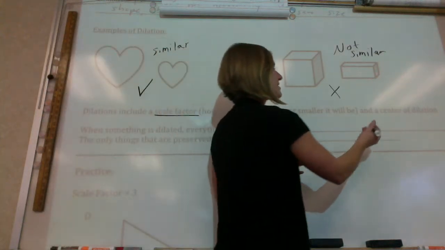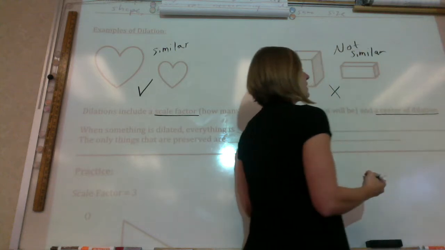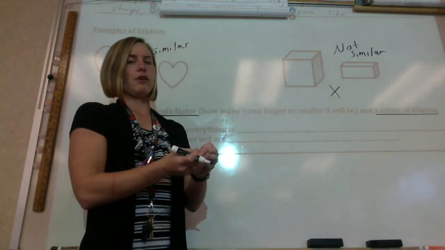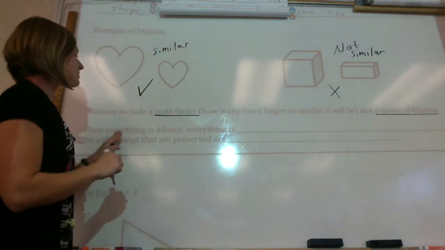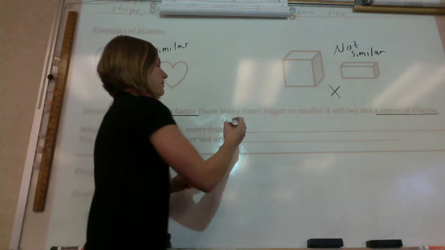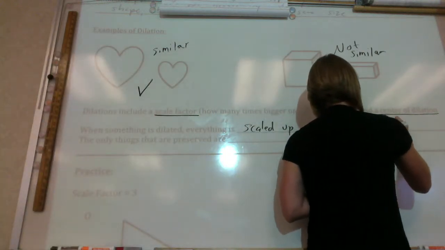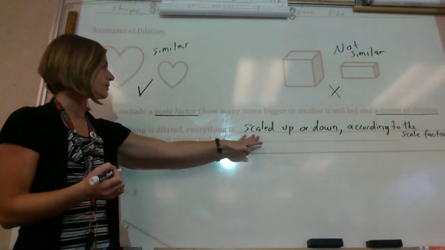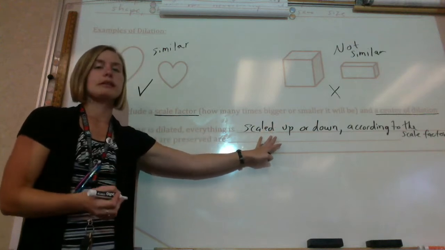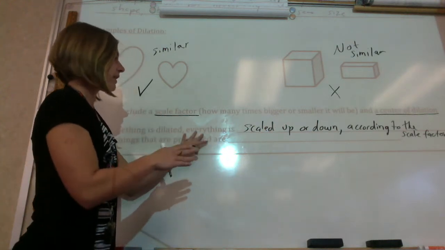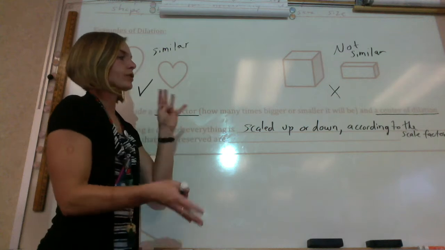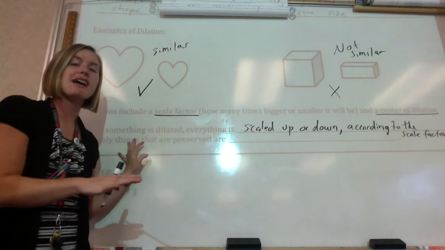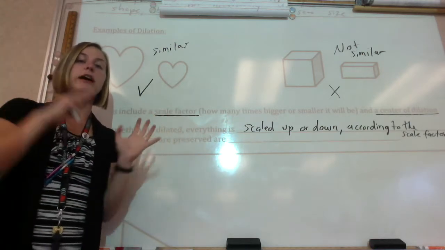And then you also have a center of dilation, and it's just telling you essentially where we are stretching things out from. So let's go ahead and finish up these. When something is dilated, everything is scaled up or down according to the scale factor. So everything is either going to become 2 times bigger or 2 times smaller, depending on what that scale factor is. So obviously, if things are getting scaled up or scaled down, everything's going to be getting that much bigger or that much smaller.